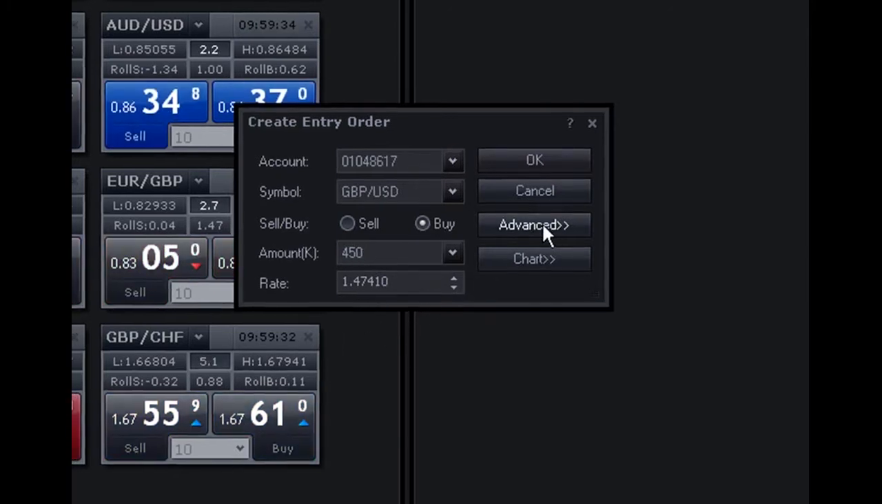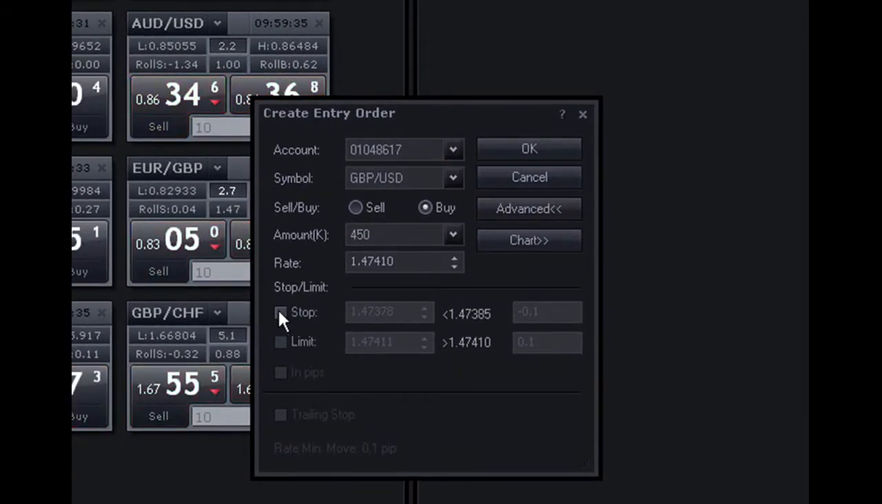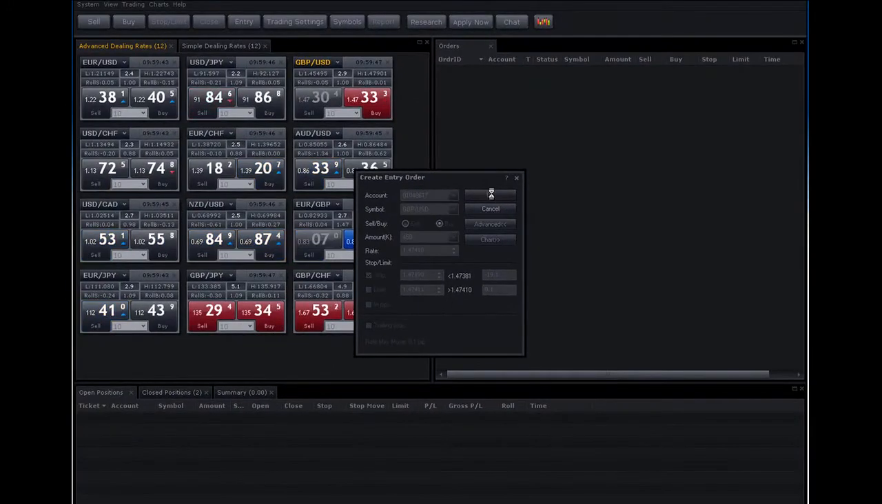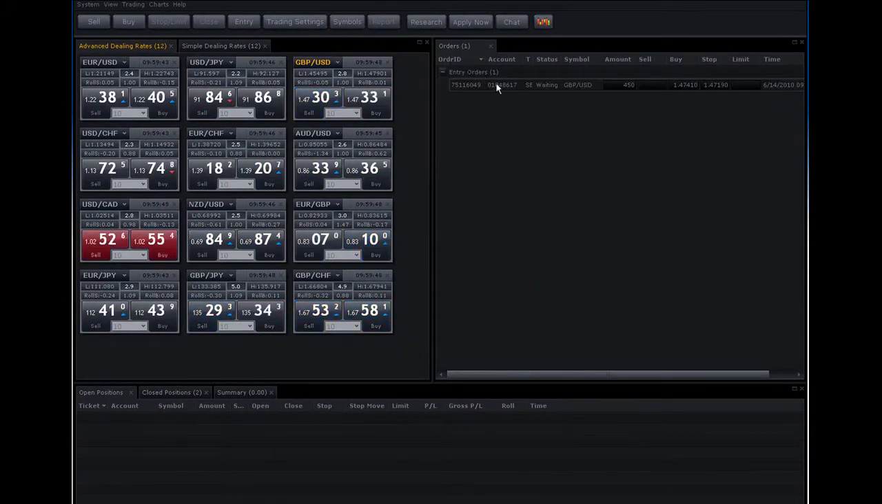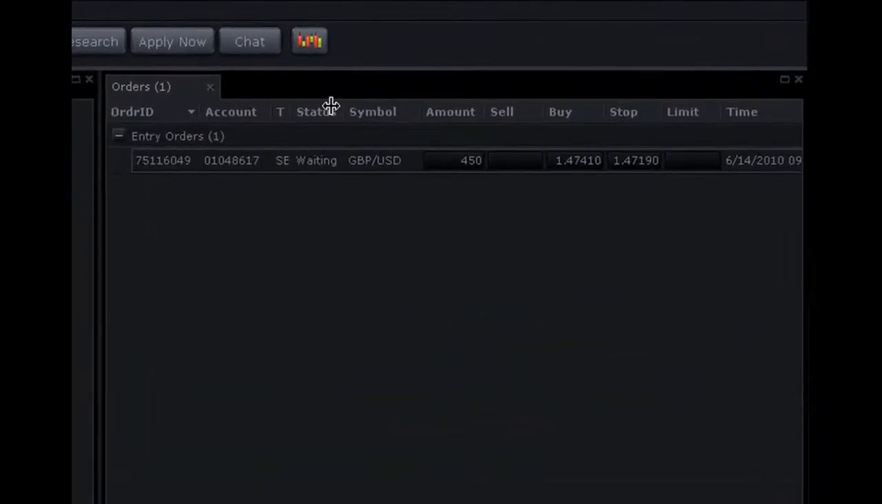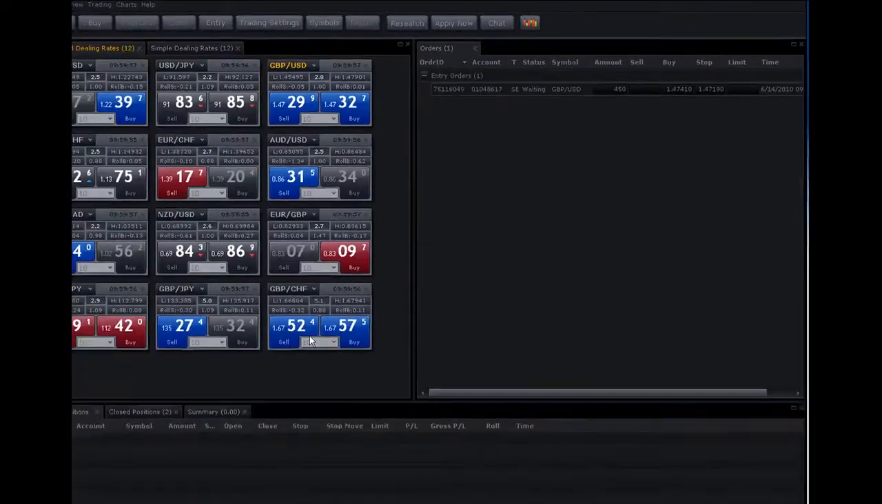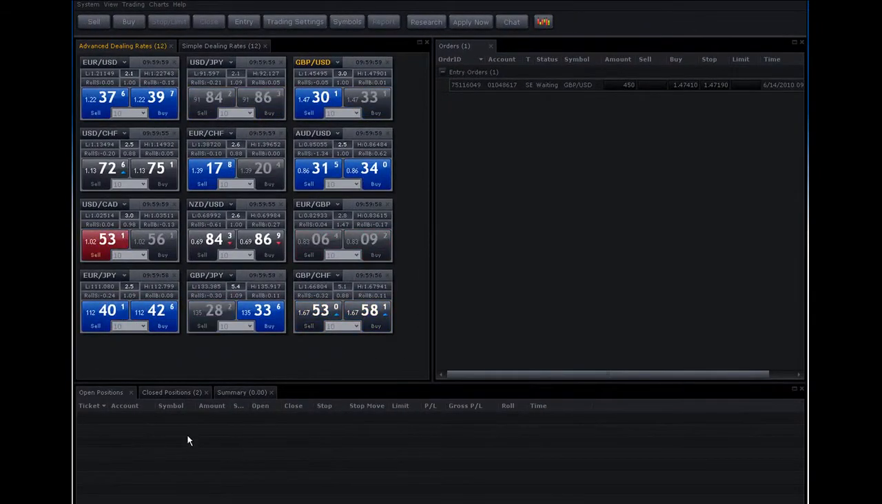Now I'm going to just click on advanced and it's going to let me select a stop price, and we said we want our stop price at 1.4719, and then we just click OK. So that order, as you can see, is here. When it's an order and it hasn't been triggered, it's going to be in this window, in the orders window. When it gets triggered, you'll hear a sound and it will come through down into the open positions window here.